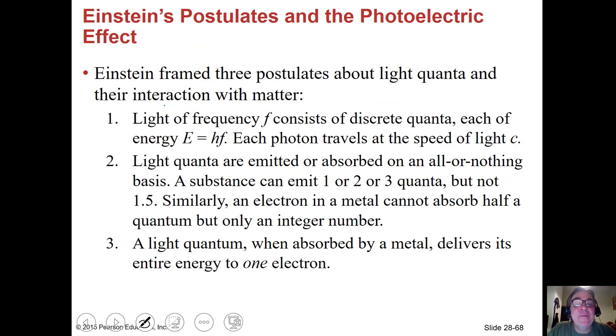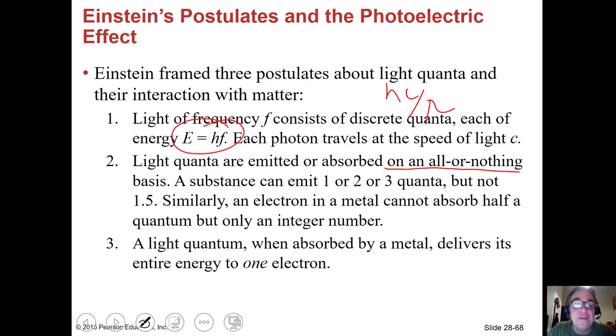So Einstein framed 3 postulates about light quanta, in other words, photons. Light of frequency f consists of discrete photons, each having an energy of h times f. Don't forget, you could also write it as hc divided by the wavelength. Light quanta are emitted and absorbed all or nothing. Like with the photoelectric effect, you either get all the energy or none of it. You can't just take a little bit, and you can't store up energy from multiple photons.